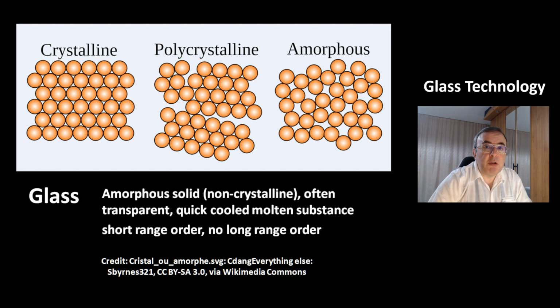Glass is an amorphous solid, not crystalline. It is often transparent. It is made by quickly cooling molten substances. Glass has an order, but only at a short range, but not at a long range.